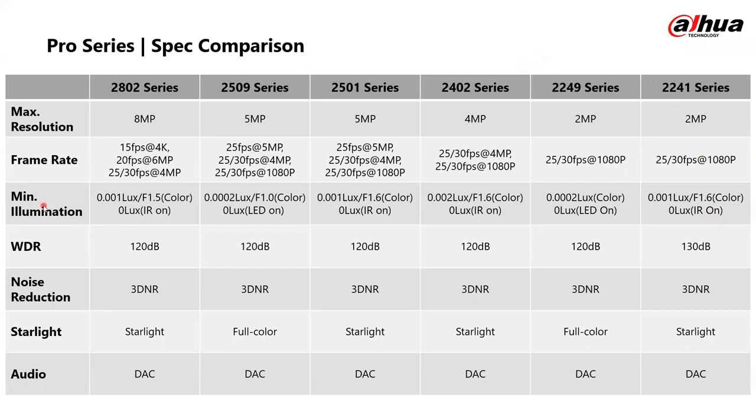So when it comes to the minimum illumination, in this scan we have different functions that have different lux values for illumination. So here we have a 0.001 lux value with an F value of 1.5. For the 2501, we have an F value of 1.0. So this will determine the size of the aperture window for that particular camera, which will allow the camera to attract more light into it, so that it can convert the light signals into electrical signals to ensure that it produces those colorful images.